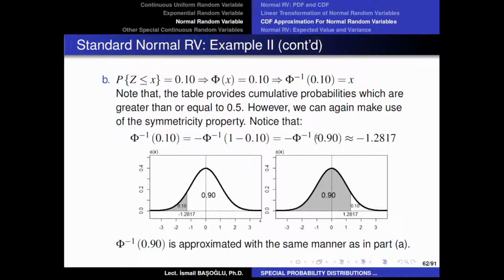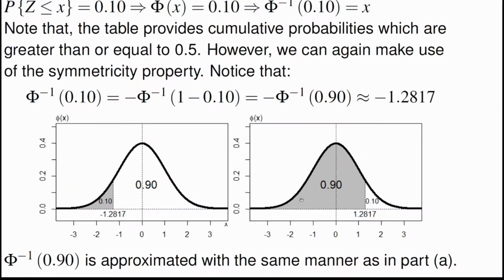So the inverse CDF at 0.90 will be 1.2817, and the negative of it is minus 1.2817. So I need to find 1.2817. So what does that mean? I need to identify the critical x value for which the cumulative distribution function is equal to 0.90, which is the area on the left-hand side.